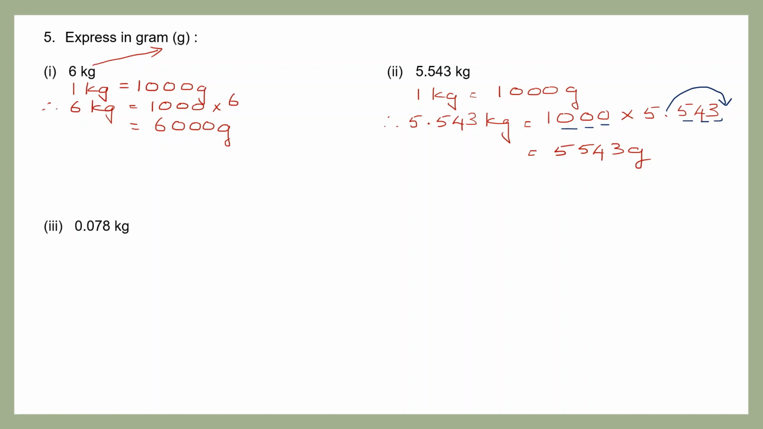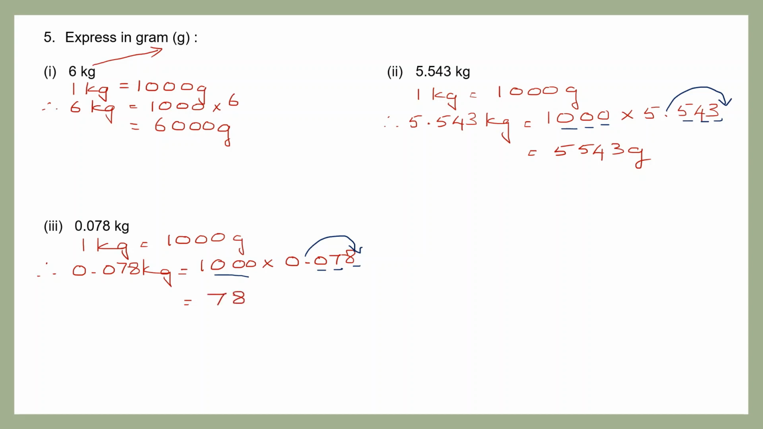Question 3. Convert this into grams. So 1 kilogram equals 1000 grams. Therefore, 0.078 kilograms will have how many? We have to multiply that by 1000. 1000 into 0.078. Now, there are three zeros. My point will move three places to the right. 1, 2, 3. So my point comes here after 8. So what do I get? I will get 0078, which is simply 78, and I have converted this to grams.